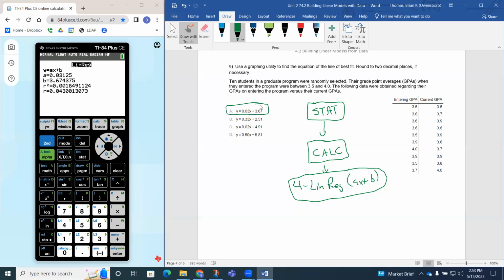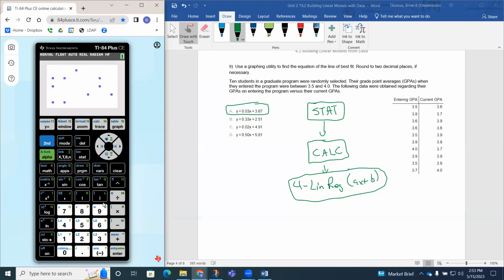So have your answer. Now, if I wanted to graph this, I could hit the zoom button and hit number 9 for stat, and it'll give me this. It doesn't look all that linear. It's kind of scattered all over the place. Let's look at the R value. So if I go back to stat, go back to calculate, go back down to number 4, calculate again. Notice the R value is like 0.04.